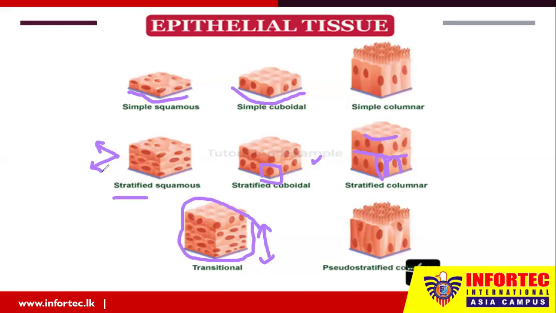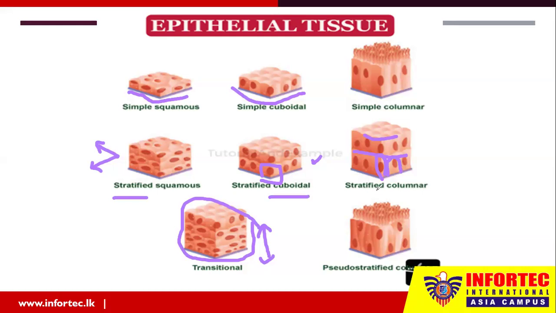So then moving to stratified cuboidal. As I already told you, there are 2 to 3 layers of cube-shaped cells, right? So the functions are protection and secretion, right? These types of tissues we can find in our sweat glands and their ducts, right?